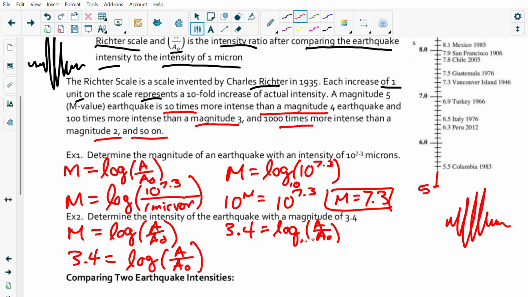So A over A naught is what we're solving for. Remember, it's base 10, so that's 10 to the 3.4 equals A over A naught. And what does that equal? That equals 2,512 microns.